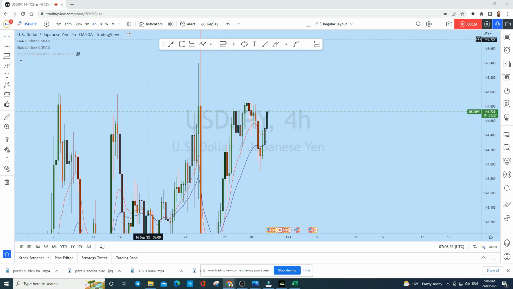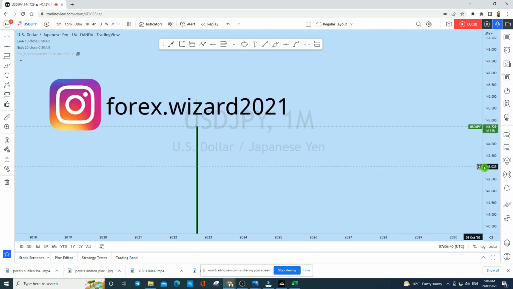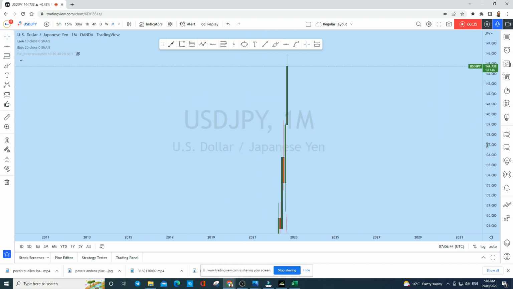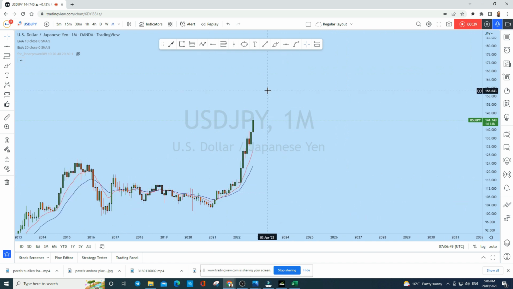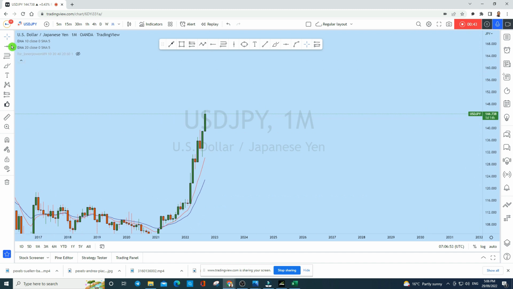First of all, let's look at the bigger picture as usual to see the general direction in the market. Higher time frames such as monthly and weekly will give you a clear direction in the market, removing all the noise from the lower time frame. Now, dollar yen, if you look at the bigger picture, is a strongly bullish market. How do you know? From the market structure.